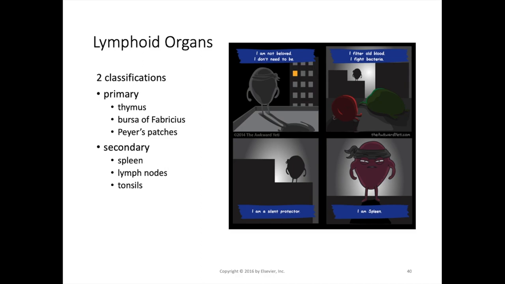So looking at the different lymphoid organs, we have primary and secondary. Primary include the thymus, and in some animals, the bursa of Fabricius and the Peyer's patches. Secondary, we have the spleen, lymph nodes, and tonsils.